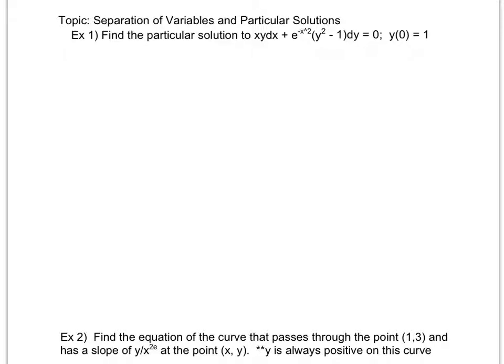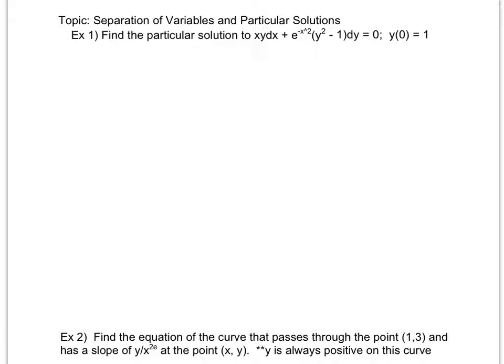Now that you know how to use separation of variables, we're going to take it to the next step, where we actually find particular solutions as opposed to just plus C. If you remember from before when we solved differential equations for particular solutions, the very first thing we had to do was find the general equation, because then I could plug in my x and y information in order to find the particular solution.